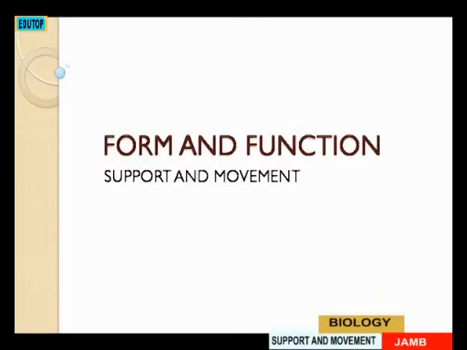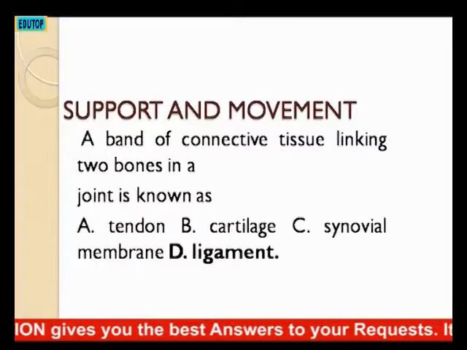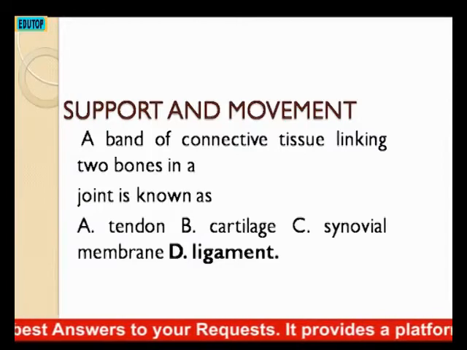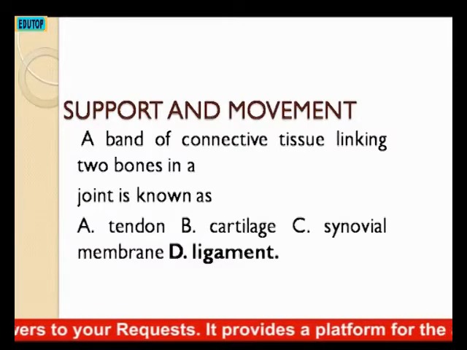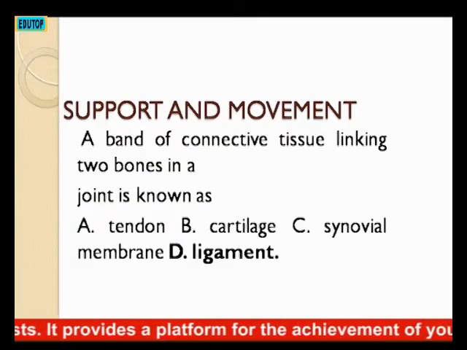Still under our broad topic, form and function, we'll be looking at support and movement. That's the topic we'll be considering, support and movement. So we'll be looking at various questions that we've been doing that has appeared in the JAMB past questions for the past 20 years. And the first question is this: a band of connective tissue linking two bones in a joint is known as A, tendon, B, cartilage, C, synovial membrane, D, ligament.